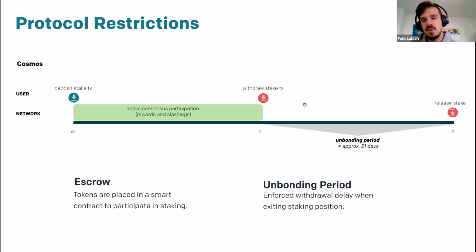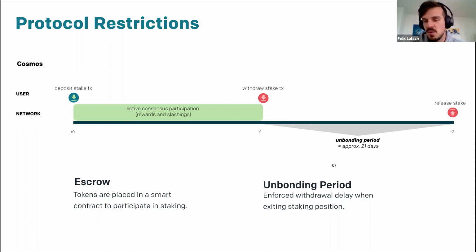Then when you want to exit your staking position, usually what happens is you issue a withdrawal transaction. Then there is a period that is enforced by the protocol, some kind of withdrawal delay that is needed for multiple reasons. One of them is that if there is a misbehavior from a validator that was caught after it happened, and the evidence is only presented on chain later, then this can happen in the unbonding period.